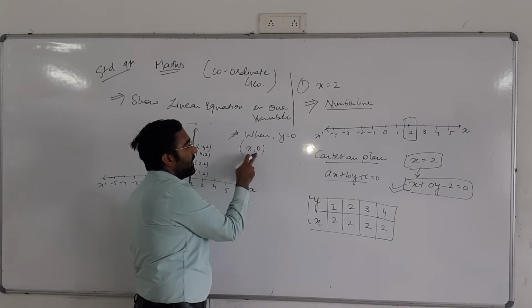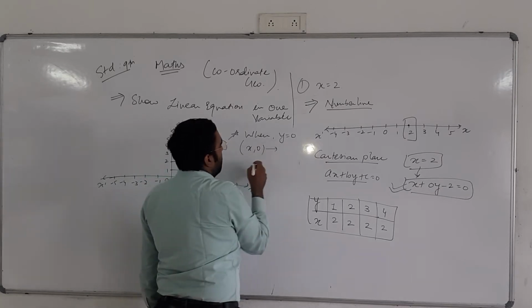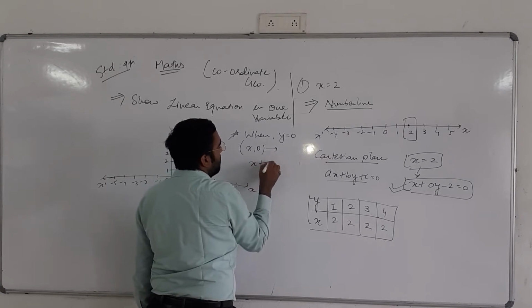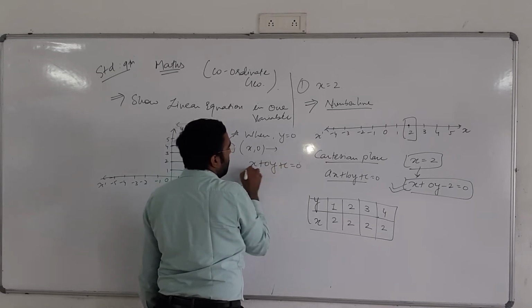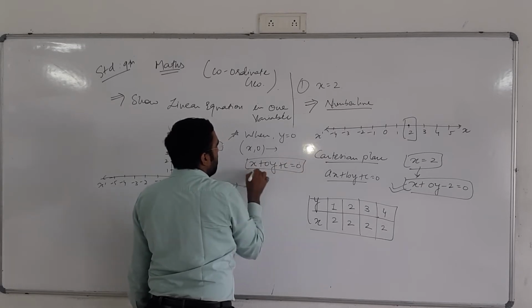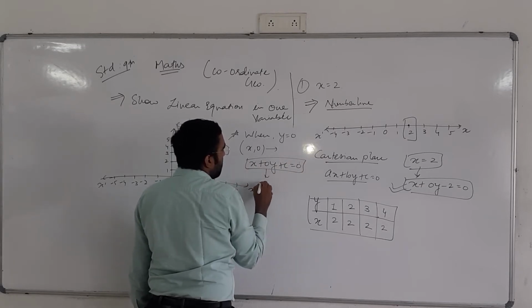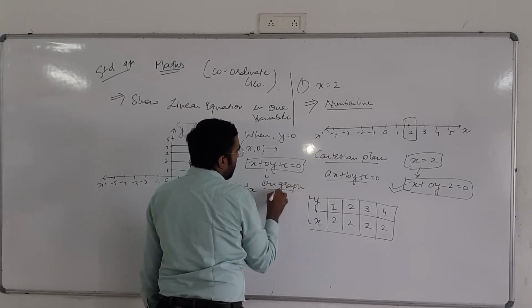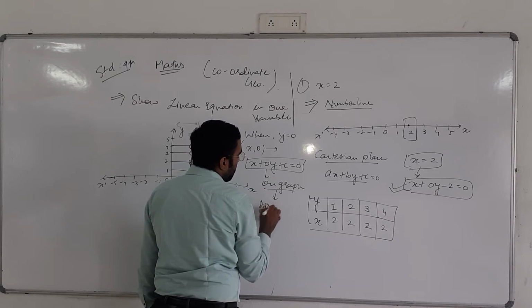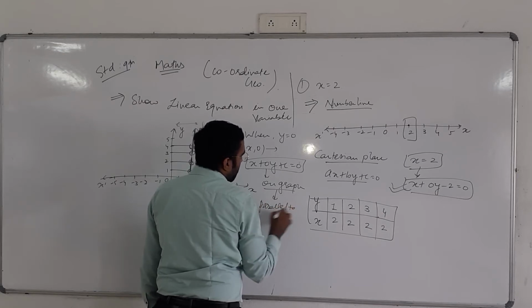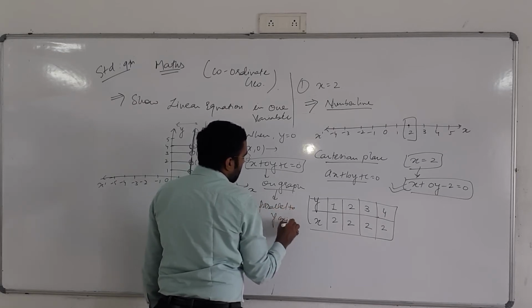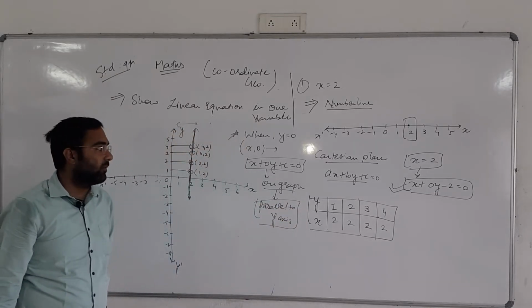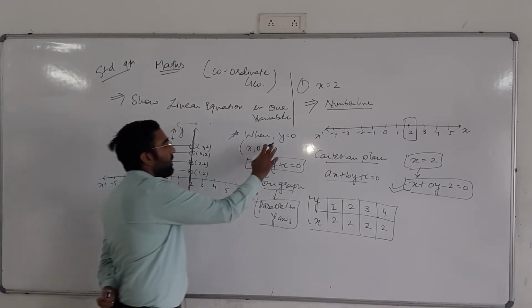When you take x comma 0, therefore your equation has to be found as x plus 0y plus c equal to 0. Okay, for this equation, what you found is that on the graph your line is parallel to the y axis.